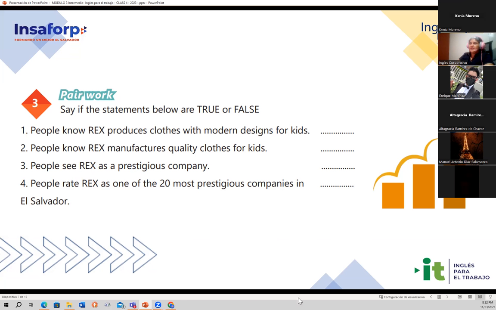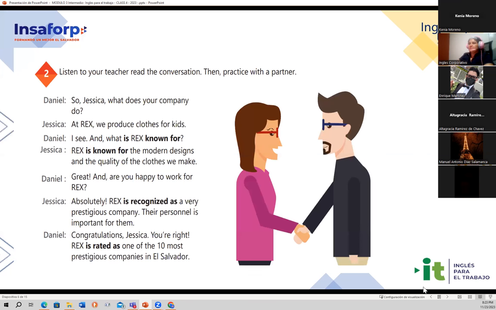According to the conversation, is that true or false? True, yes. People know Rex manufactures quality clothes for kids. True or false? False. According to the conversation? No, it's factory. Manufacturing, no. It's false.